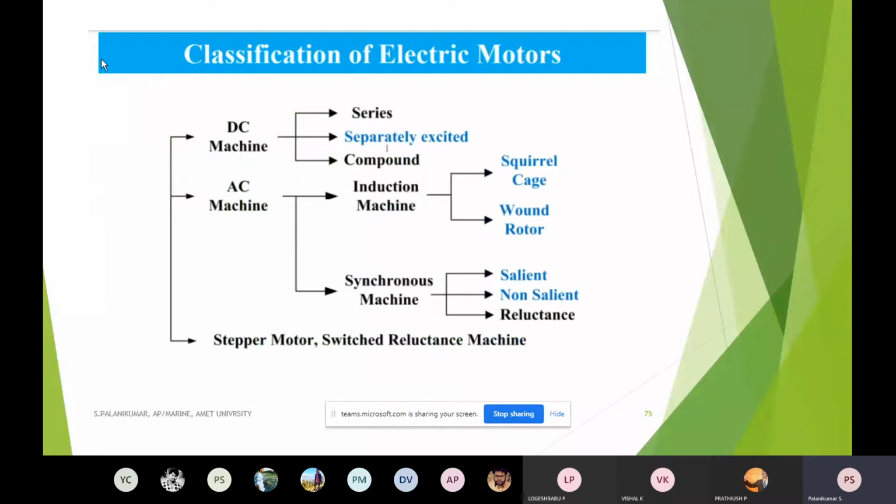So now, very importantly, you should know, because you are all from different backgrounds, non-electrical background, different other engineering backgrounds, you should recollect what are all the classifications of electrical motors. So especially we have three different kinds of motors, which are broadly classified. One is a DC machine.